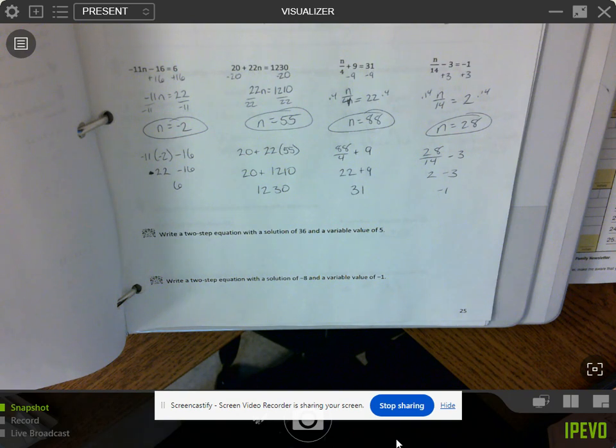Let's look at our bottom one. Write a two-step equation with a solution of -8 and a variable value of -1. Who can come show us what they came up with? And if you did not come up with one the right way, you're realizing, oh, I totally missed the mark, come up with one right now. Solution of -8, and our variable is -1. So something either multiplied or divided by -1, add or subtract something to get us a -8.